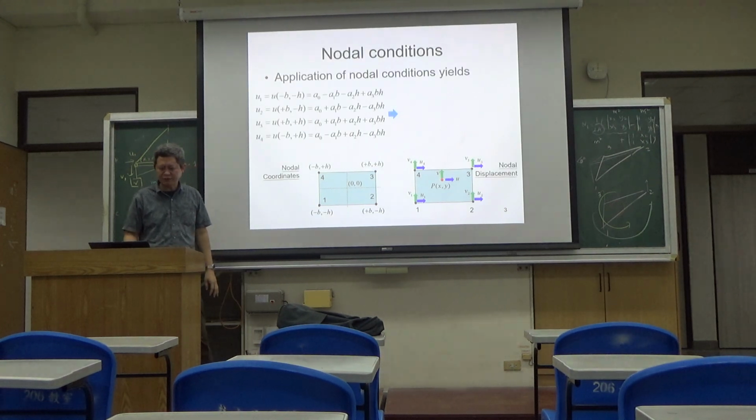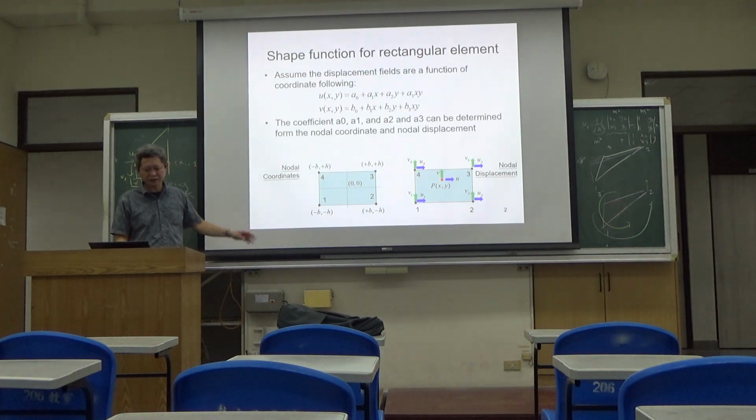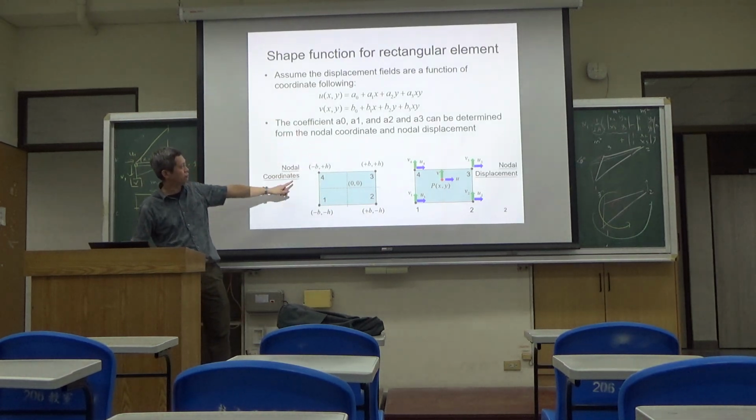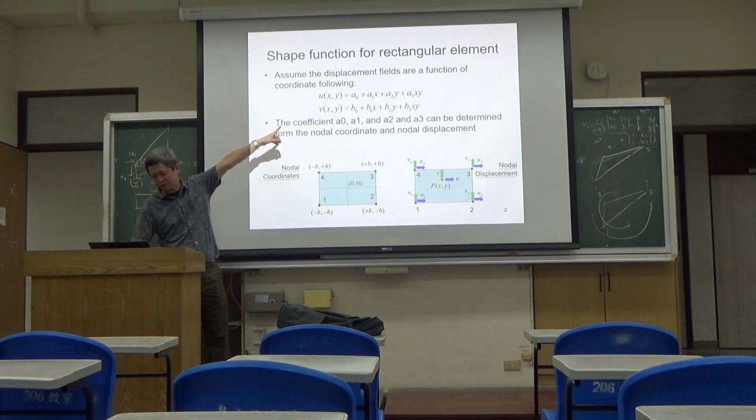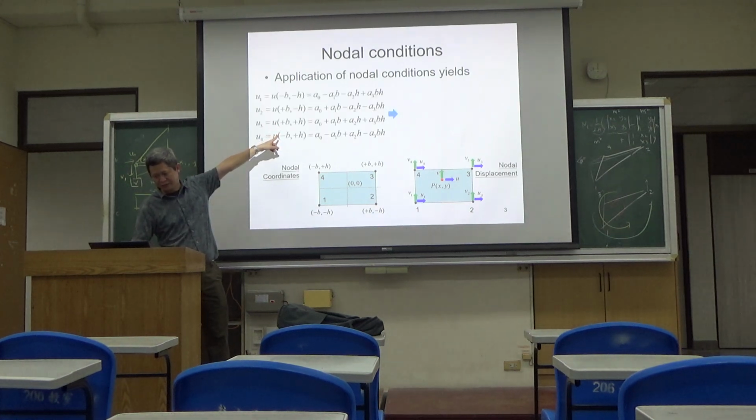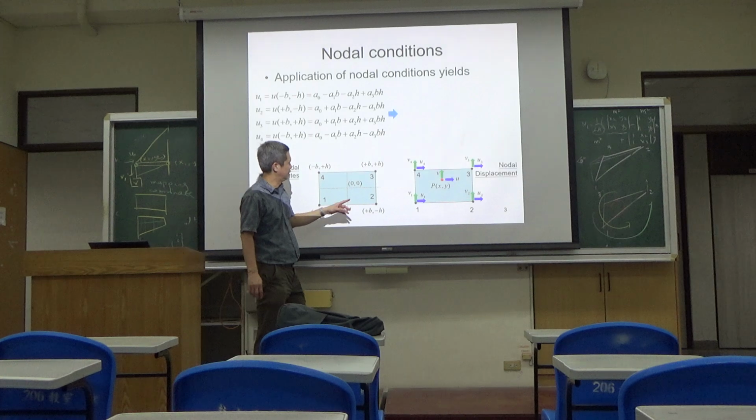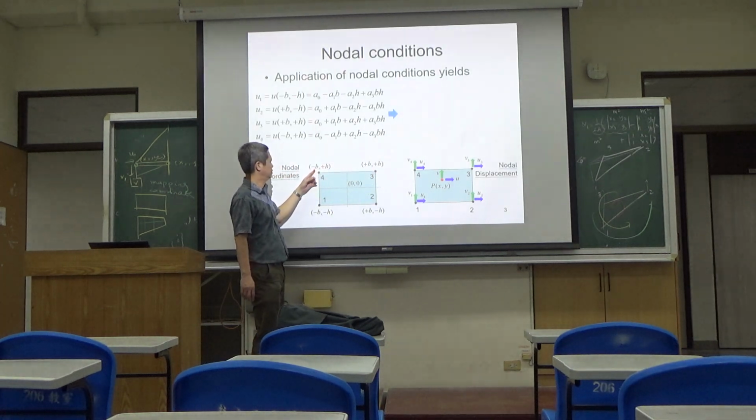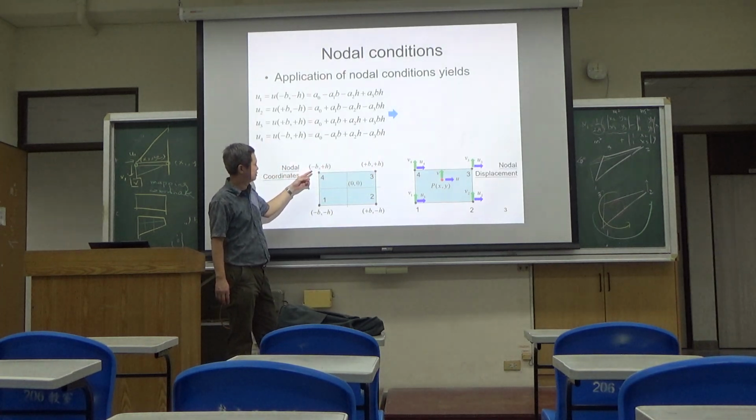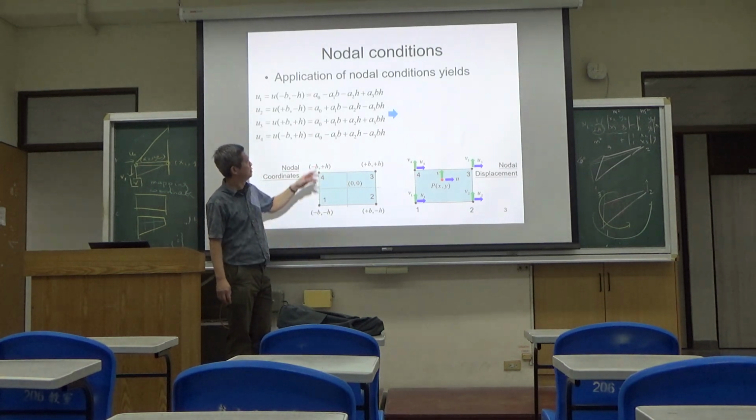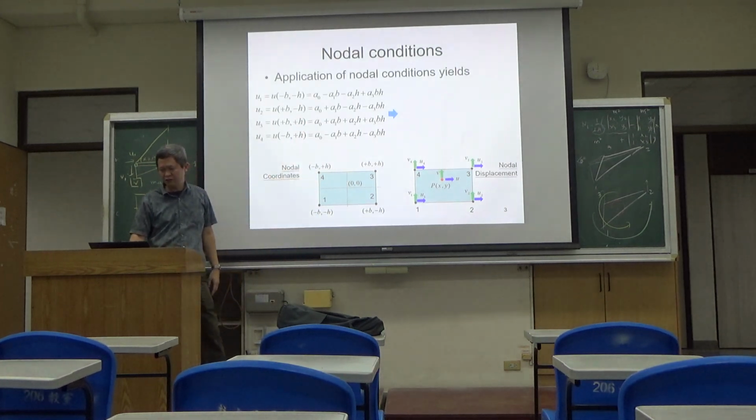By substituting the coordinates of node 1, node 2, node 3, and node 4 into the interpolation function of the displacement, I'll take the first quadrant, second quadrant, third, and fourth, and then you're going to have the expression here.